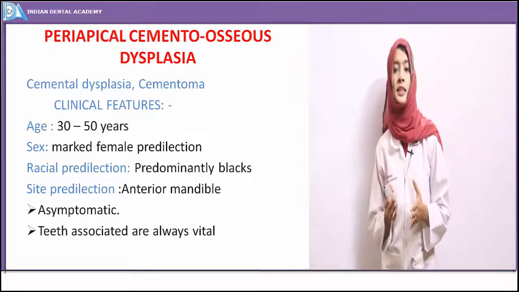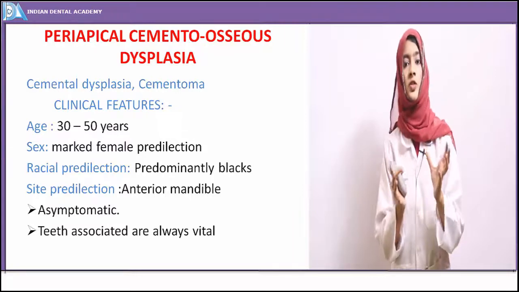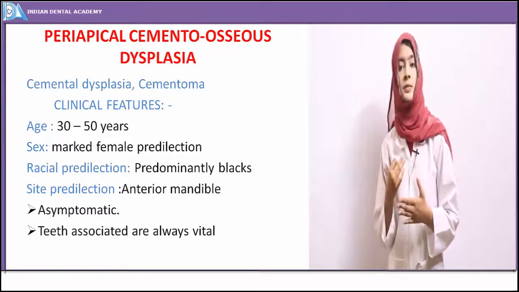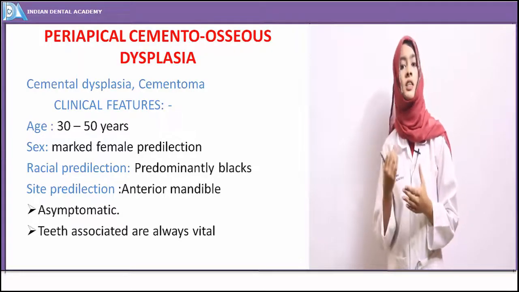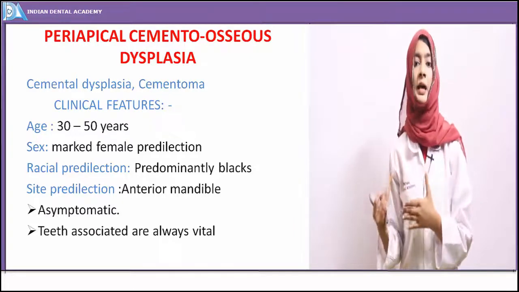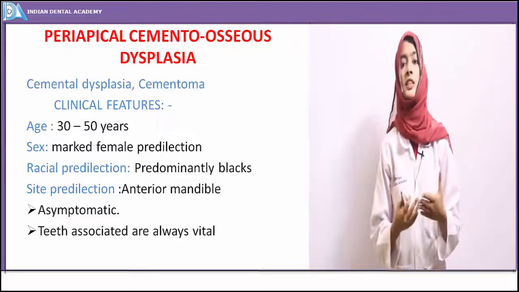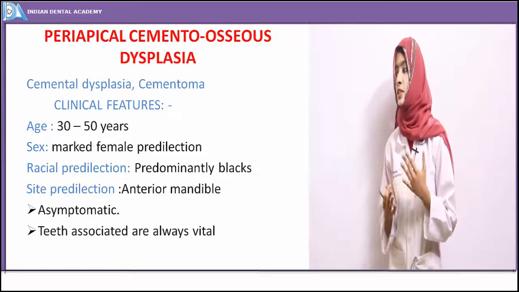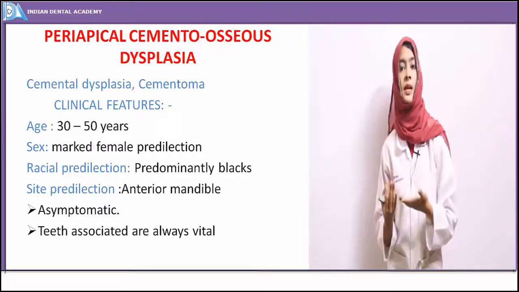It's also known by other names like cemental dysplasia or cementoma. There is deposition of cementum. Periapical cemento-osseous dysplasia has a marked predilection for occurrence in females. It's seen in middle-aged individuals, and predominantly in black people. About 50 to 60% of cases are seen in blacks when compared to whites. It has a predilection for occurring in the mandibular anterior region, the mandibular incisor teeth.